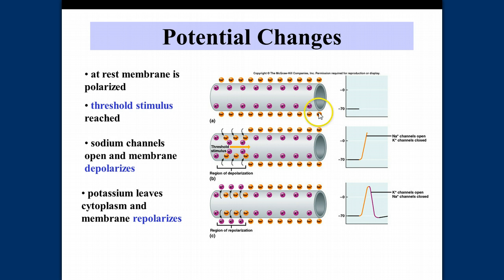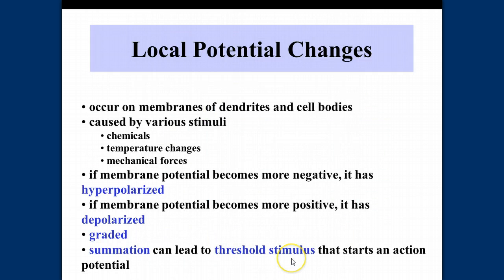So on our number line, if we're going this way toward more negative, that would be, in this case, repolarization. As it becomes more positive, that's depolarization. Now this is repolarization. Okay, the local potential changes occur on the membranes of the dendrites and cell body. It's caused by various stimuli. We talked about chemicals. You have neurotransmitters. There are different chemicals, hormones, and different things can change the polarity of a membrane. Temperature changes, mechanical forces.